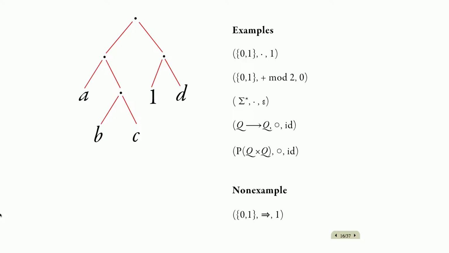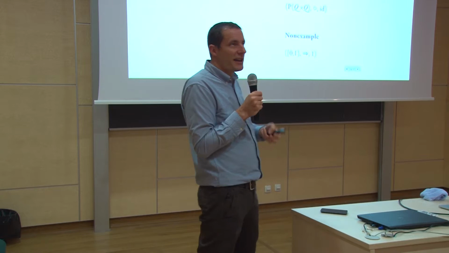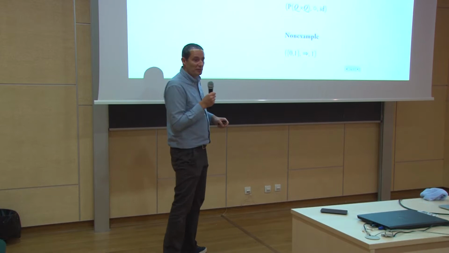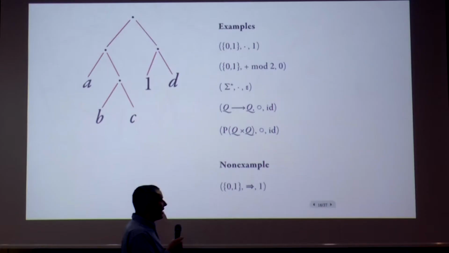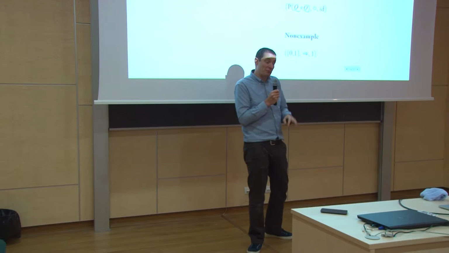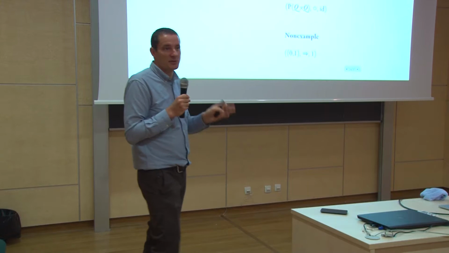A non-example: it's not so easy to come up with an operation on a two-element set which is non-associative. Like, I don't know, more than half of them are associative. But implication is one of them. So there are two different parse trees of implication, and they don't give the same result. That's one reason why it's not a monoid. And then the other reason is that even if it were associative, which it's not, you wouldn't know how to have the neutral element for implication. So that's a non-example of a monoid.